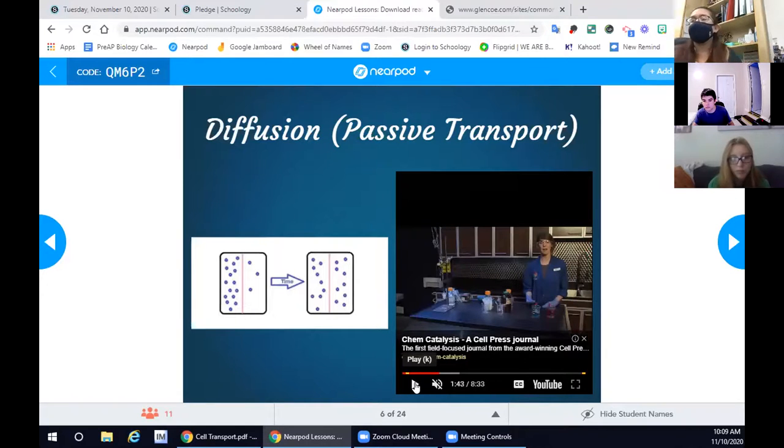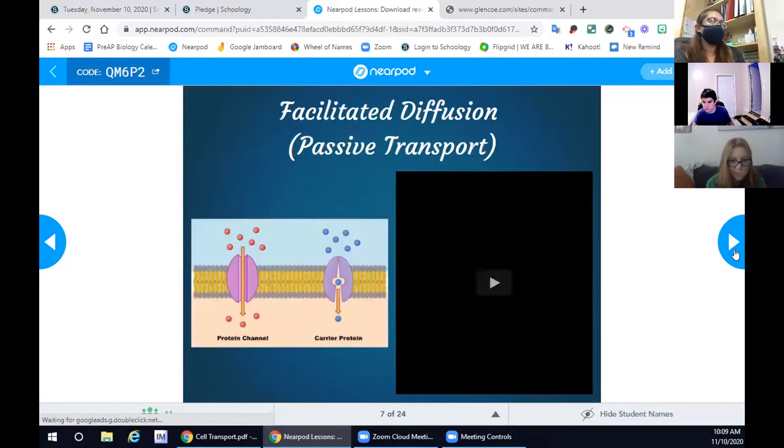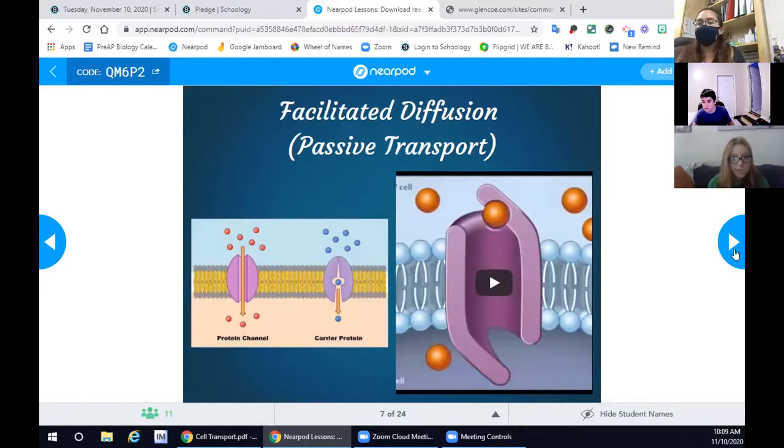So again, that's just diffusion. It works with small molecules and it goes from a high concentration to a low concentration. Then we have facilitated diffusion. This is for our larger molecules. They still go from high concentration to low concentration, but they're so large they can't fit through the lipids, so they have to go through a protein channel.